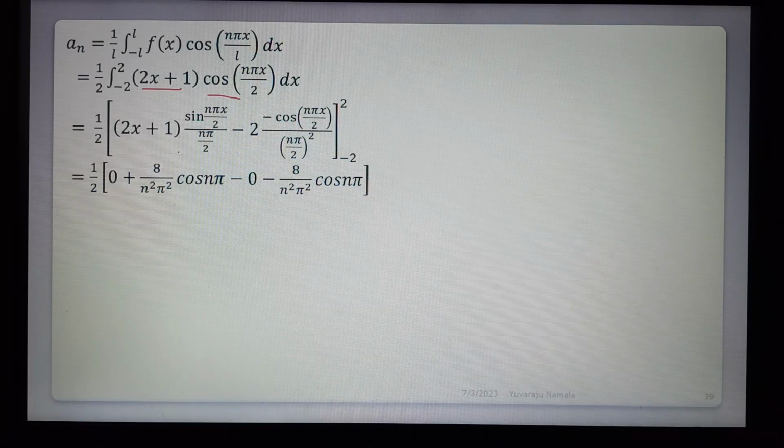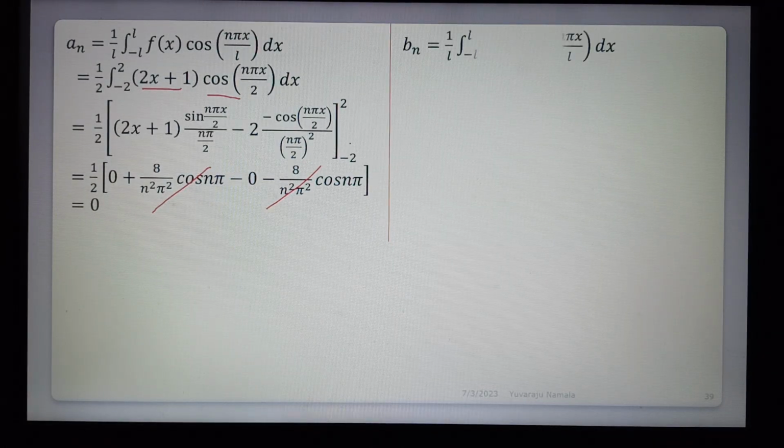Next, lower limit x is equal to minus 2, sin n pi is 0, minus into minus plus, plus into minus minus 8 by n square pi square cos n pi. So observing, both are equal, so the difference is 0. This cancels. So a n is equal to 0.